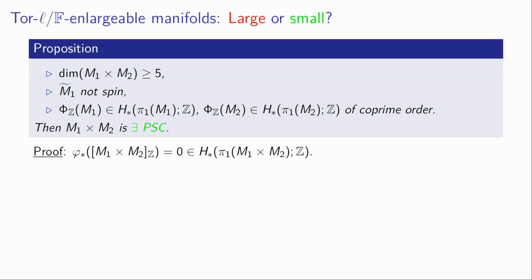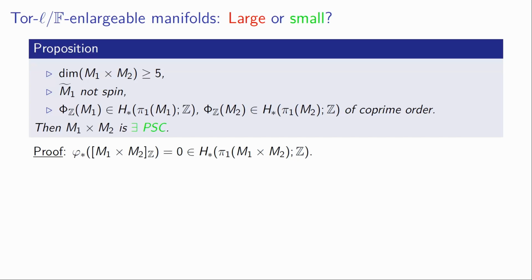Now we apply both aspects of what we learned, namely the obstruction property and the existence property of positive scalar curvature metrics measured in terms of group homology, to construct a funny example of the following kind. Let's take two manifolds M1 and M2, whose product has dimension at least 5. I also assume that M1 tilde, the universal covering of M1, is not spin. This means the second Stiefel-Whitney class does not vanish.